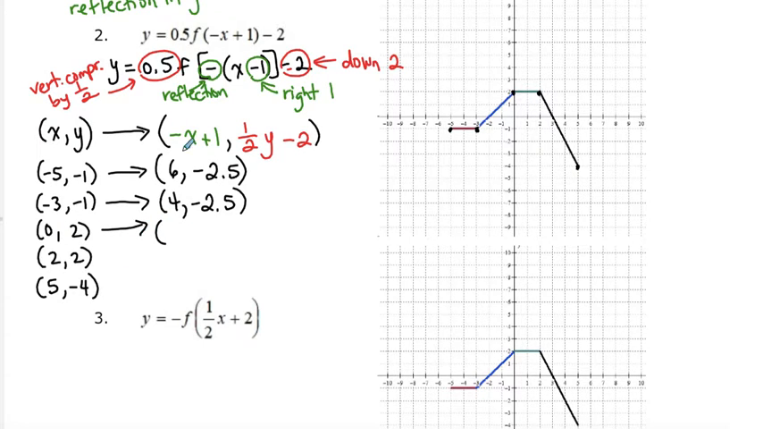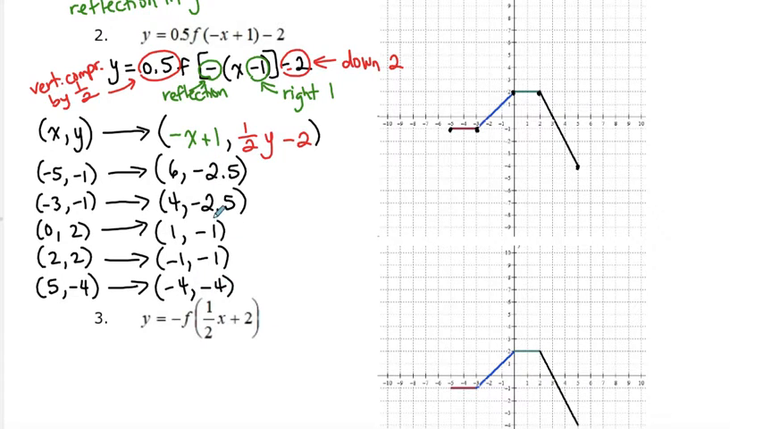Moving on to my next coordinate. -1 times 0 is 0. 0 plus 1 is 1. Half of 2 is 1. 1 take away 2 is -1. Next coordinate, 2, 2. So 2 times -1 is -2. -2 plus 1 is -1. And I already know my y coordinate will be the same because it's 2 again. And then 5, -4, so -1 times 5 is -5, and then -5 plus 1 is -4. Half of -4 is -2. And -2 take away 2 is -4.